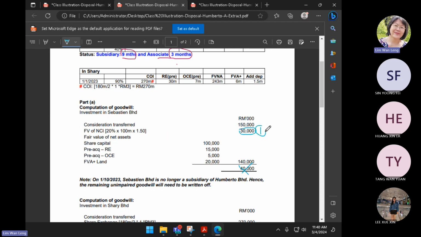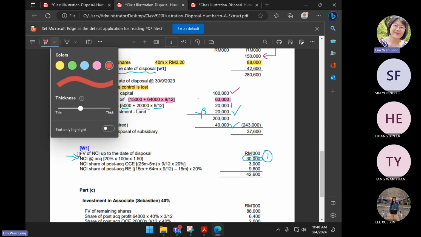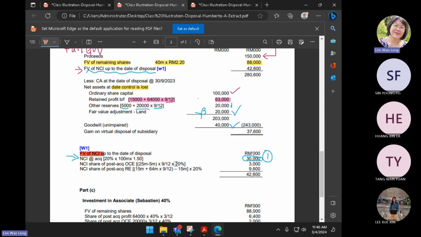Okay, let's say we put here number 1. So this is from the above, number 1. Then remember, in terms of reserves, we have two components: one is the RE, another one is the OCE. You take all the post-acquisition for 9 months, your share. You are who? You are NCI. You are talking about yourself, NCI, 20%. So just take all the post-acquisition, then your share.